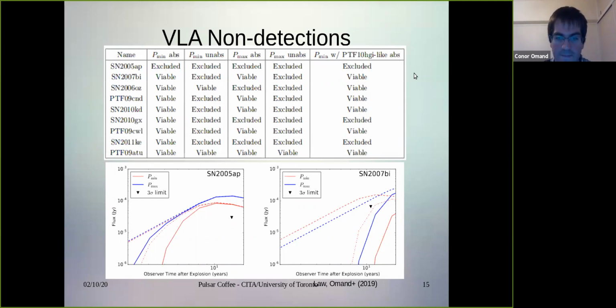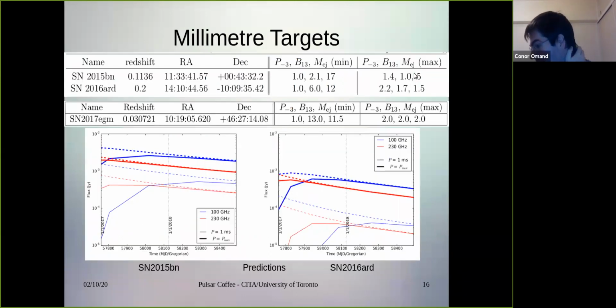And in the millimeter with ALMA, we looked at 3 supernovae: 2015BN, this bright red one that I showed earlier, 16ARD and 17EGM. These are both extremely bright. And so you can see our predictions for 2015BN. We should be able to see it at a level of 200 to 300 microjansky, which is extremely bright. ARD not quite as bright, but we should still be able to see it at 20 to 30. EGM was also expected to be above 100 microjansky.